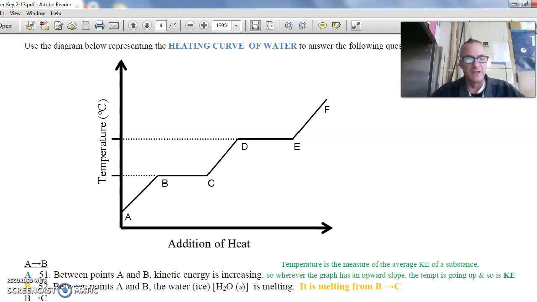The third video will be dealing with page 4 of the test, which is dealing with the heating curve of water. On this axis we have the temperature. Remember that temperature is the average kinetic energy of the molecules. Kinetic energy is the energy of motion. So it's really measuring the average energy that the molecules are moving with. On this axis, we are adding heat energy. And then we have the curve going up, leveling flat, going up, leveling flat, and going up.